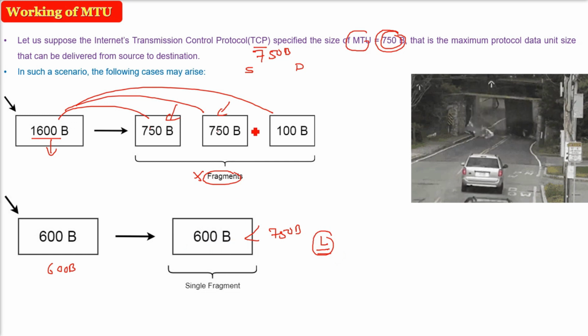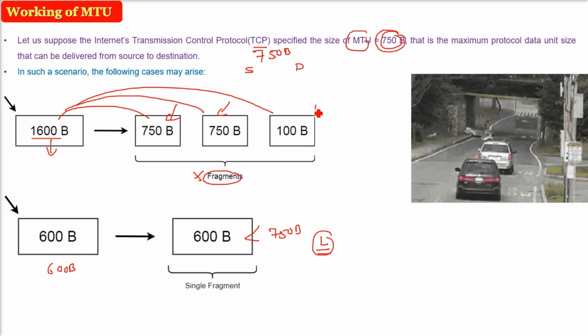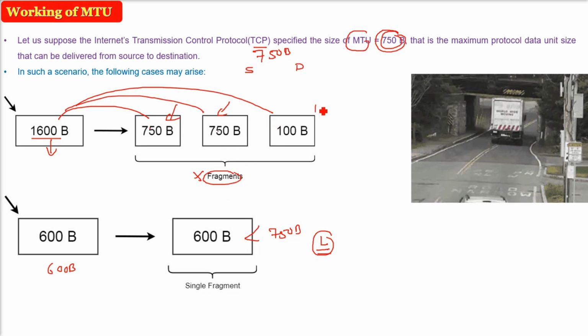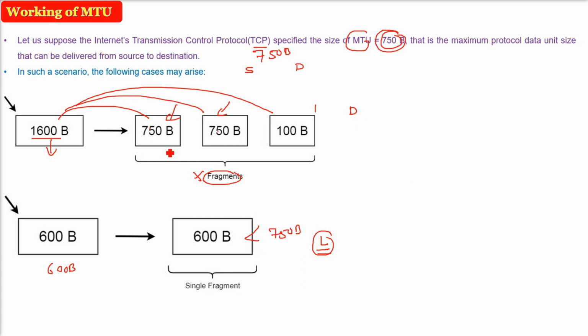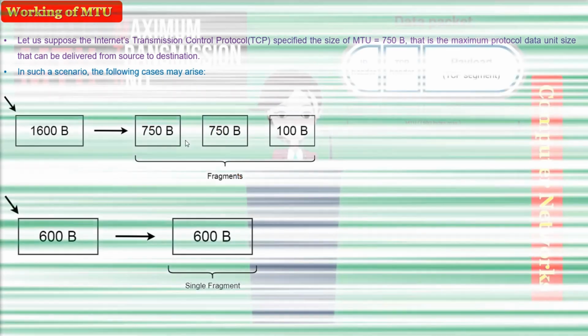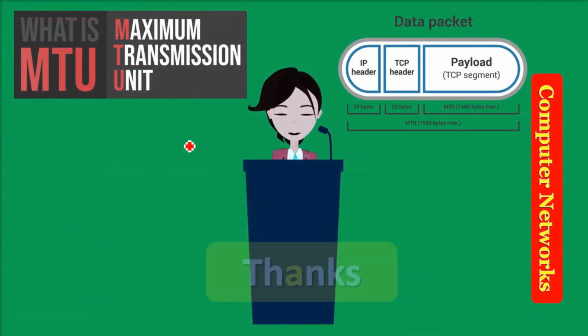Okay? And in the first part, 1600 byte, there will be a problem like, first you have to fragment it, then you have to send them, and then you have to organize them at the destination. So I hope you have a fair idea about MTU now.